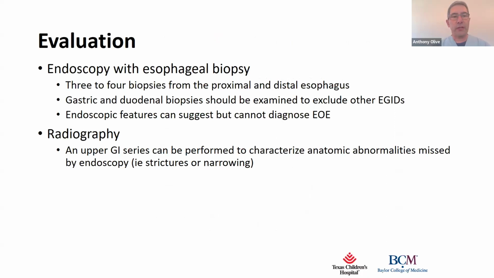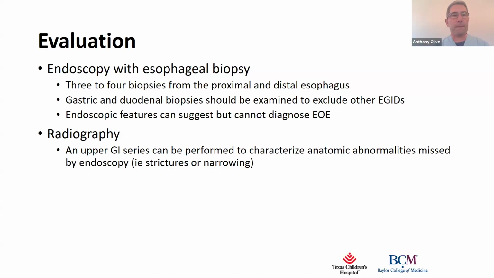So the evaluation, the gold standard for evaluation in 2024 is still endoscopy with biopsy. The data suggests that a total of 6 biopsies approximate 100% yield. My practice is to get 4 biopsies in the proximal and 4 biopsies in the distal esophagus, but that practice can vary from individual to individual. And then you should always, at least on the initial endoscopy, get stomach and duodenal biopsies to exclude non-EoE eosinophilic gastrointestinal disorders.